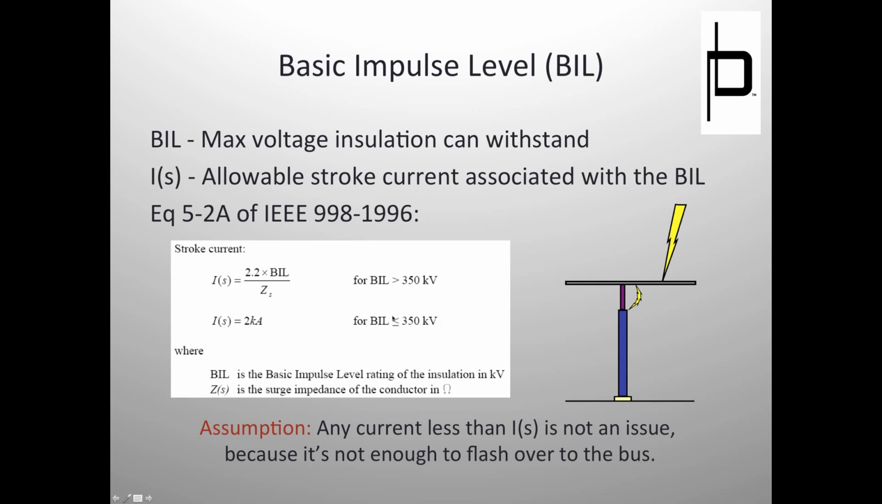And real quick here, for stroke current, for BILs less than 350, we just typically set the stroke current to 2 kA. The reason we do that is 2 kA is a very, very small stroke current. It represents less than a 10th% of all lightning strikes. But once you get too small, it's impractical to do. We'll get more into that. But again, the key takeaway from here is any stroke current less than IS, the IS associated with your BIL, is not an issue. It's not enough to cause flashover of that insulator.